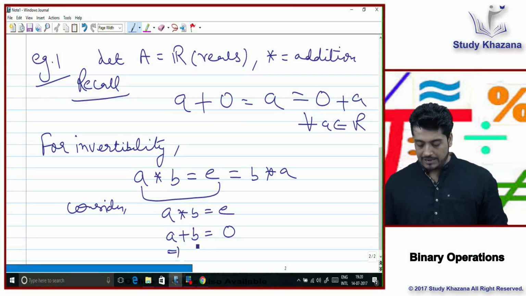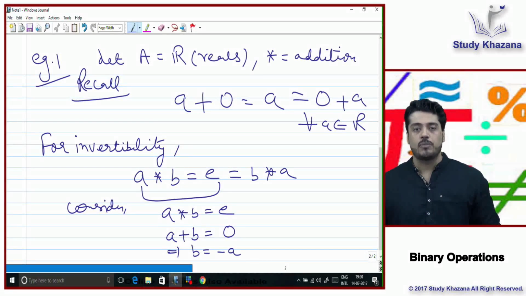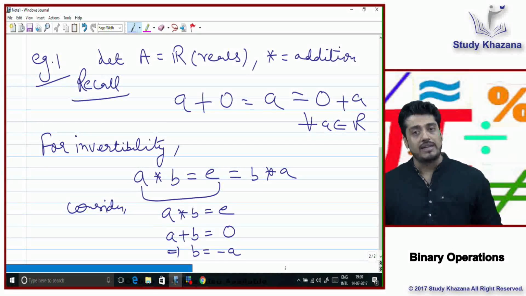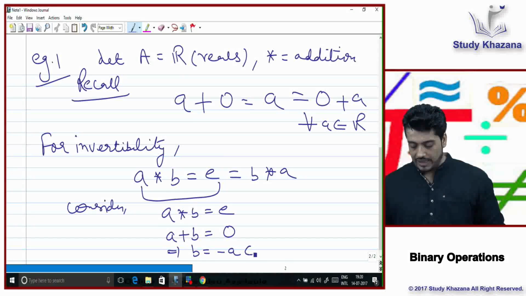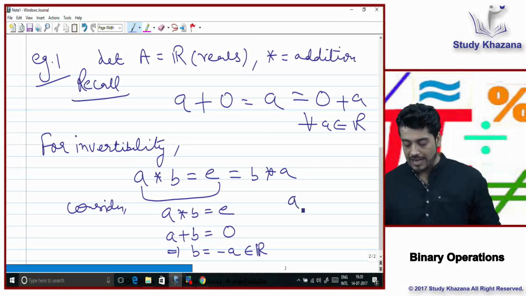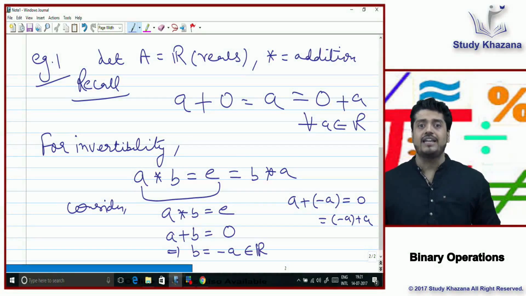So this implies the choice for b is minus a. And we know that if a is a real number, then minus a is also a real number, so I can say that this again belongs to R. Therefore, what I have observed is that for any a belongs to R, I have found one minus a in R only, which will satisfy this property. Therefore, can I say that corresponding to any a, there is an invertible element in R, namely minus a.